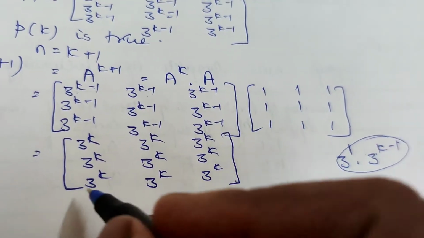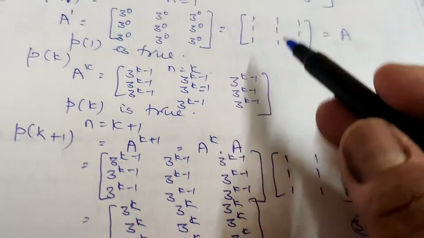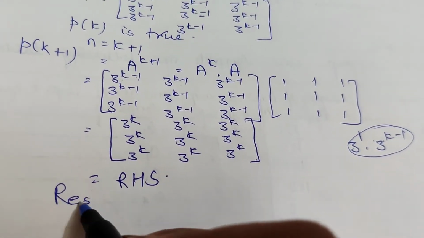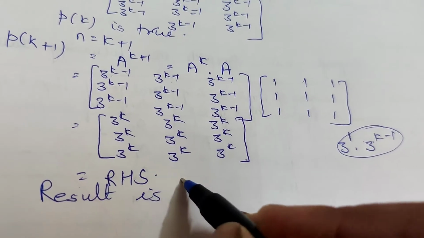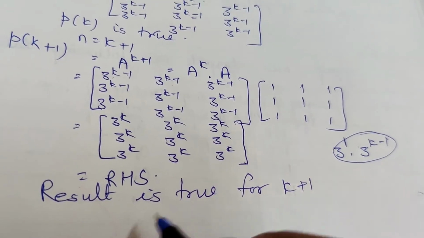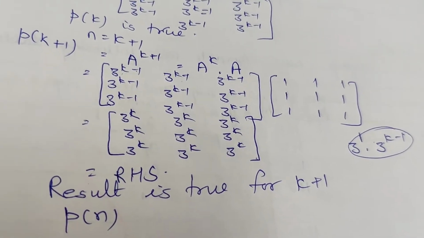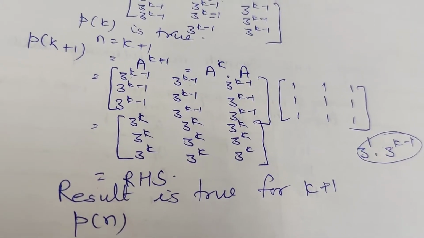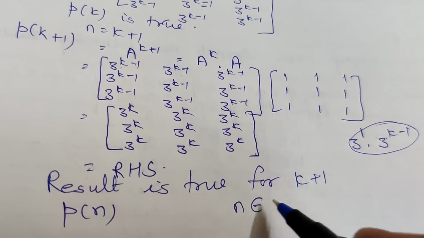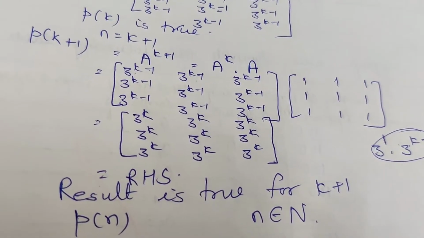This means this is the RHS. RHS means 3 raised to power n minus 1, that is k plus 1. The result is true for k plus 1 also. It means Pn is true for all values of n. Okay, by induction Pn is true for all values of natural numbers, true for all n which belongs to natural numbers.